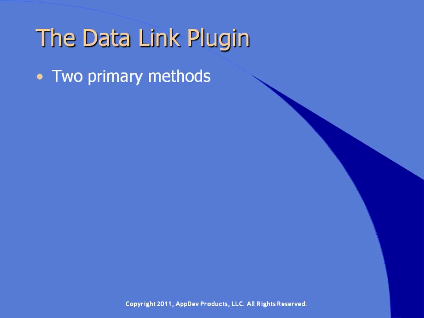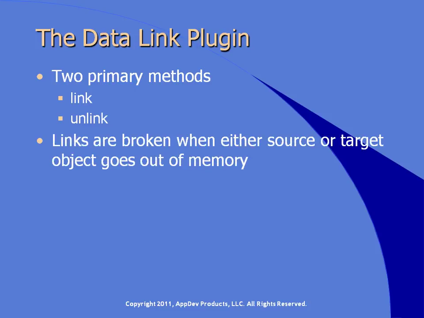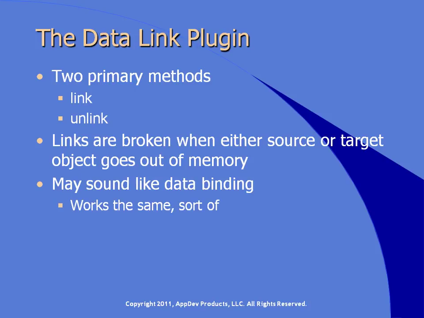The plugin consists of two primary methods, link and unlink. As their names suggest, the link method creates a link between object properties, and unlink breaks the link. You won't often have to use unlink because the plugin cleans up a link when either its target or source object is a DOM element that is going out of memory, such as when its parent object is cleared. If you've done a lot of data binding with ASP.NET and other parts of the .NET framework, this might all sound pretty familiar. And it kind of works the same, to a limit.